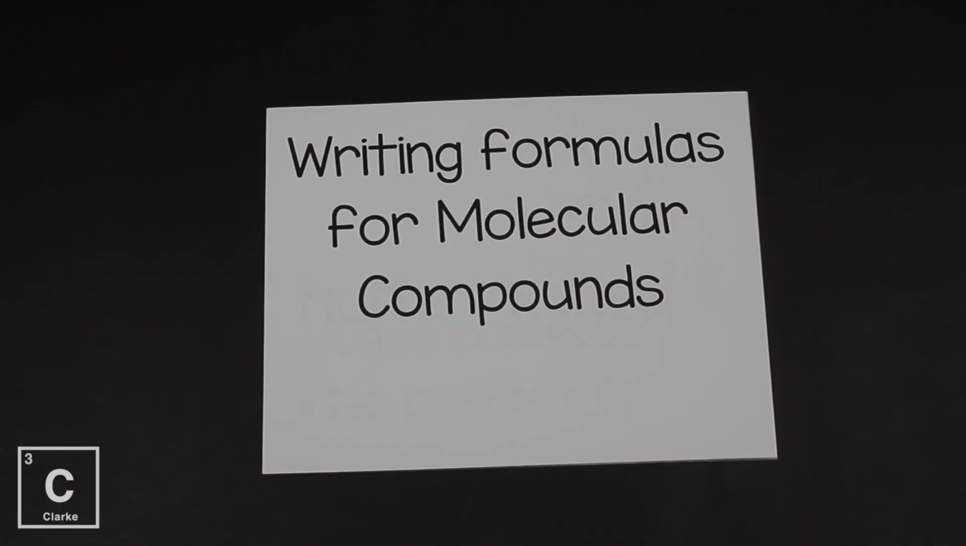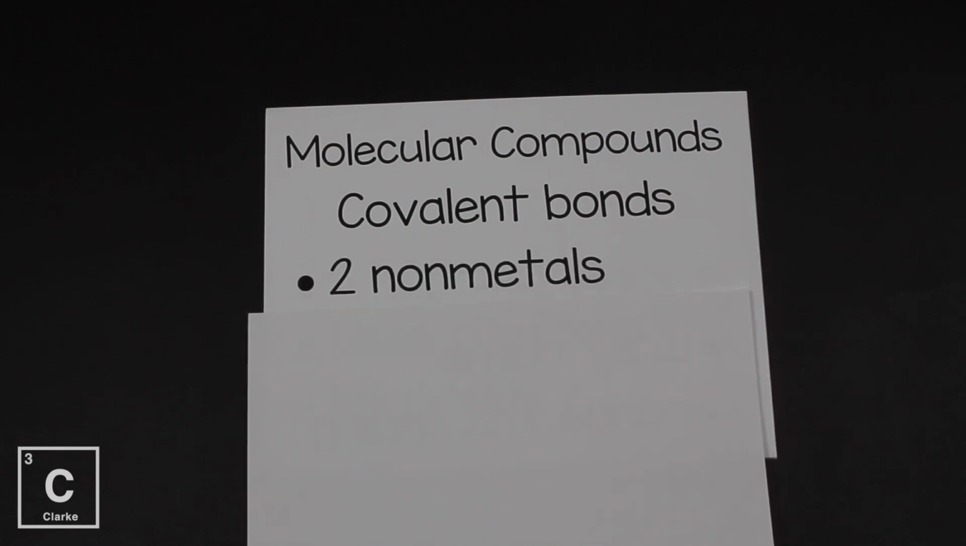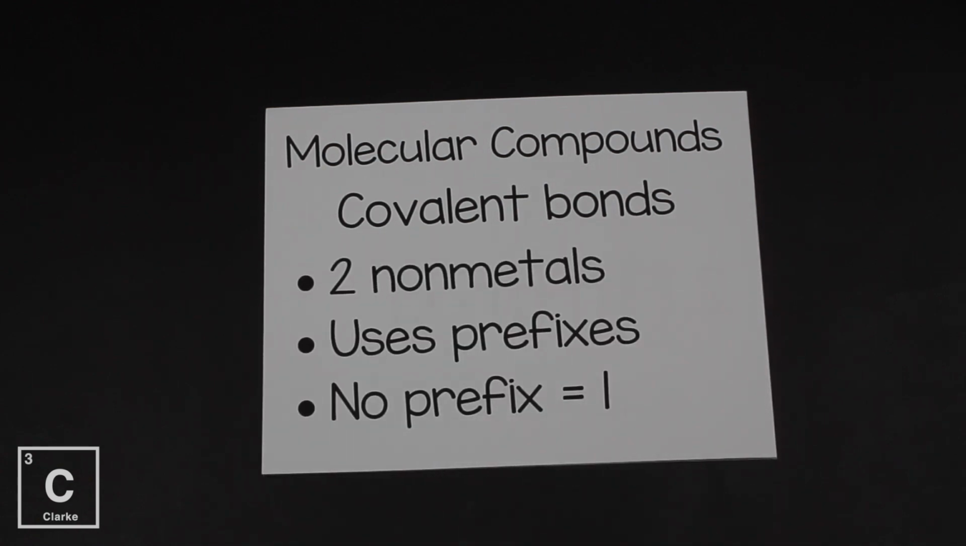Okay, so let's write the formulas for molecular compounds. Let's remember about molecular compounds. Molecular compounds are compounds held together with covalent bonds. And covalent bonds are always bonds between two nonmetals. So since we're talking about molecular compounds, nonmetals, we're going to use prefixes. And let's also remember, most of the time in chemistry, we don't use ones. So if there's no prefix in the name, that's going to tell you that you only have one of those.